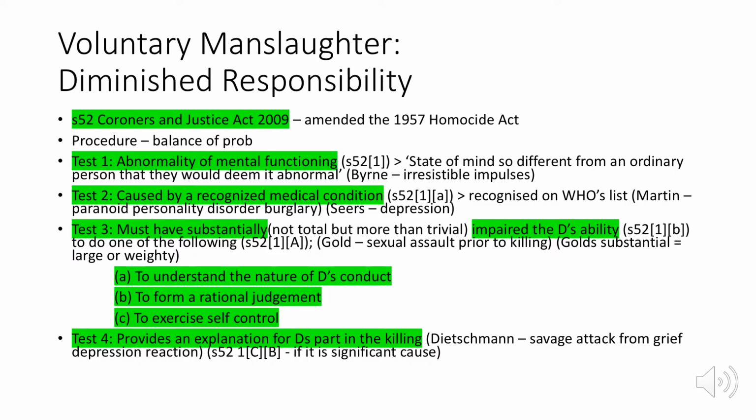Then you've got test 3, which is it must have substantially impaired D's ability to do one of the following. Now you've got A, to understand the nature of D's conduct, B, to form a rational judgment, and C, to exercise self-control. Then you've got test 4. It provides an explanation for D's part in the killing. Now Dietschmann is the case to go on that one. It's quite easy to remember. It was just a savage attack from grief, depression reaction.